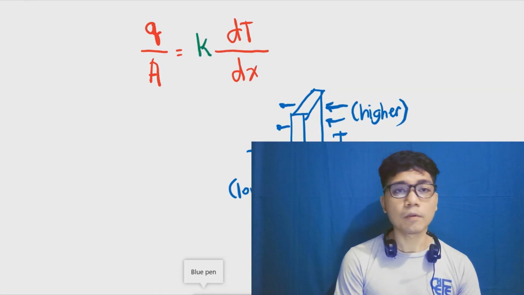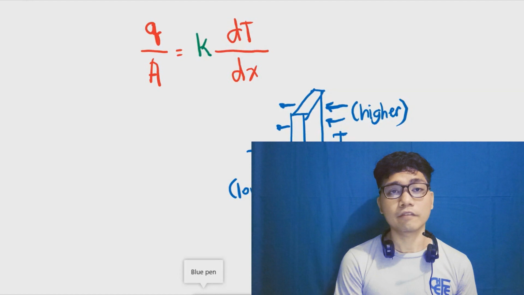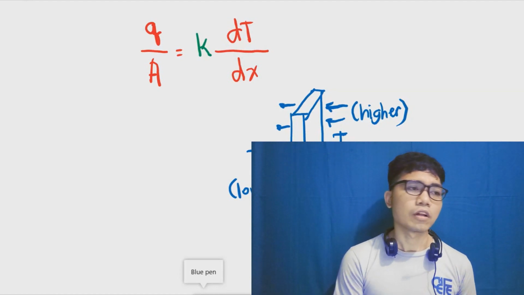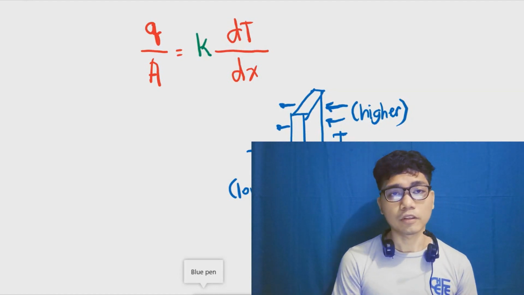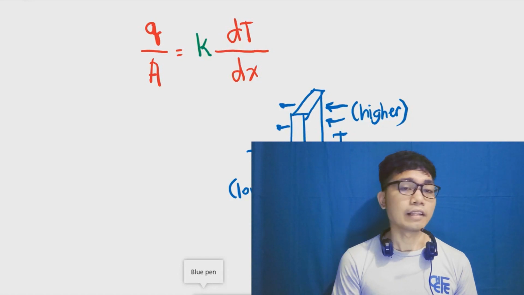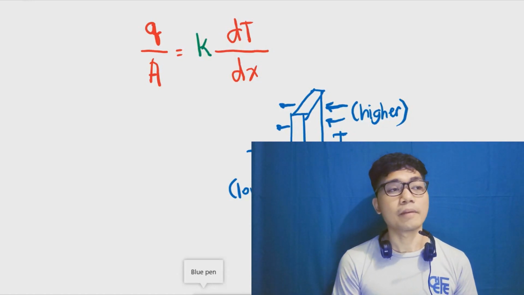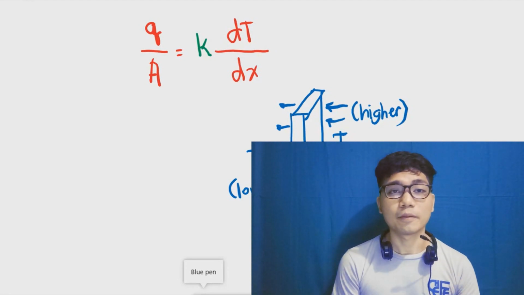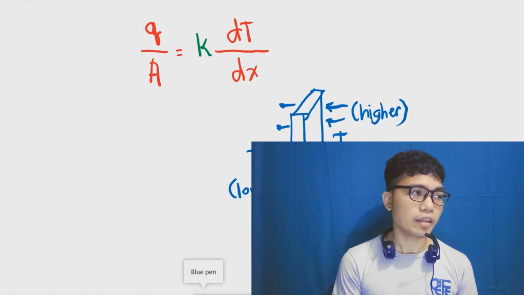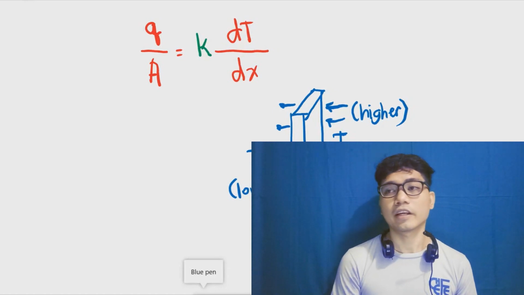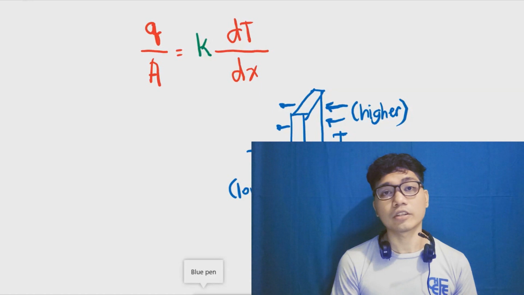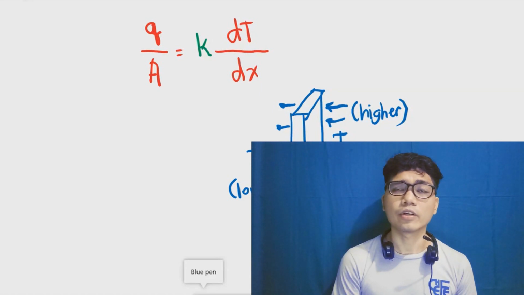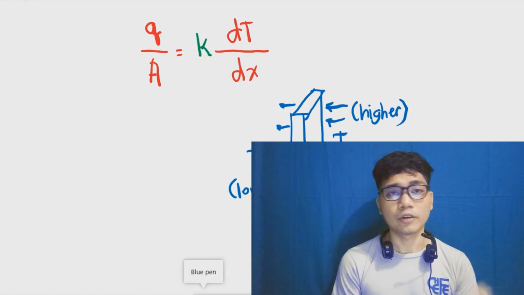Now, in your Perry's handbook, there are thermal conductivities, but some problems already indicate the thermal conductivities of the material, and you're lucky when the problem does that. But if not, then you have to dig through your Perry's handbook to find the thermal conductivity. And I think, if I'm not mistaken, it is located in the heat and mass transfer section of your Perry's handbook, whichever edition you use, 7th, 8th, or 9th.